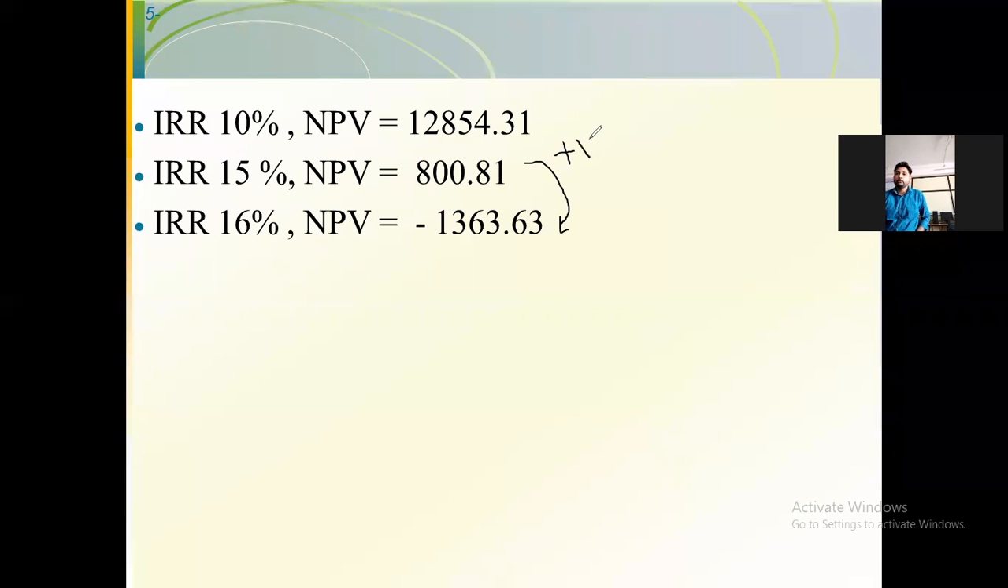15% को आपको पॉजिटिव एनपीवी मिल रहा था, यहाँ पर 16% को आपको निगेटिव एनपीवी मिल रहा है। ओके, सो जीरो इन बिटवीन ही रहेगा। पॉजिटिव और निगेटिव के बीच में जीरो रहता है, सो जीरो हमें 15 और 16% के बीच में ही मिल जाएगा। So your next guess should be in between 15 and 16%. Getting my point?